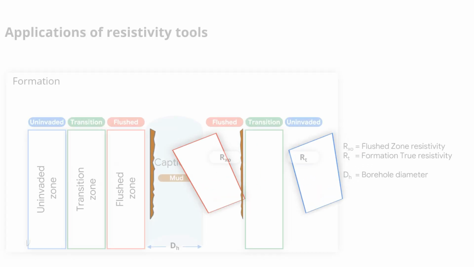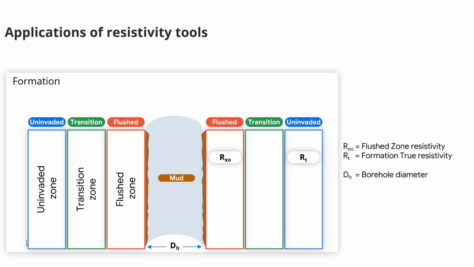The primary objective of running an induction tool or a lateral log is to determine a value for true resistivity, RT, of a formation. That is, resistivity of the uninvaded zone. And the primary objective of logging a micro resistivity tool is to estimate the depth of invasion and to determine a value for flushed zone resistivity, RXO.